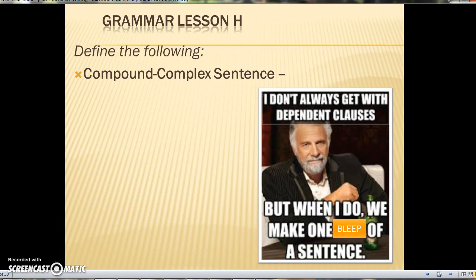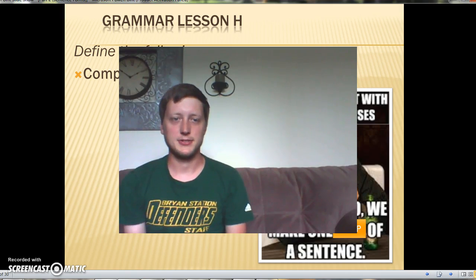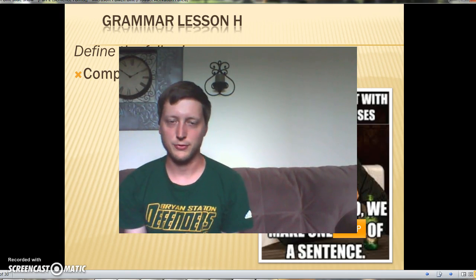Take a look at this image here. This is a compound complex sentence. It says, I don't always get with dependent clauses, but when I do, we make one bleep of a sentence. Now, I also promised some special guests today. So I'm going to go ahead and get those special guests to serve as an illustration for the compound complex sentence.